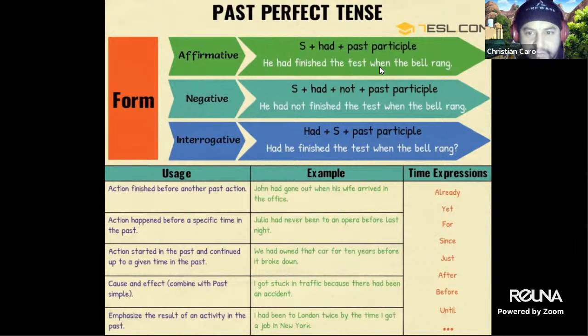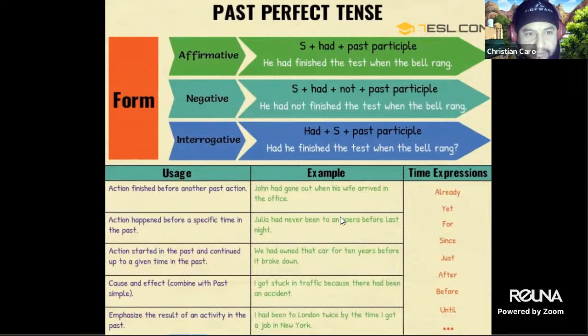Ejemplos. He'd finished the test when the bell rang. He hadn't finished the test when the bell rang. Had he finished the test when the bell rang in this case? So I think it's pretty simple for you guys to understand the form. Yeah. The usages, I think the uses are more complicated to remember, right? Habíamos hablado recién de los usos, ¿cierto? Que están aquí también. And some examples, plus the use of the time expressions, ¿ya? Ahora, en comparación con el past perfect continuous, ¿ya? Hay un cambio que sucede obviamente en la forma, en la estructura. Los usos son un poquito distintos, ¿ya? Y las time expressions también cambian, ¿ya? Porque aquí con el past simple podemos usar already, yet, for, since, just, after, before, until.